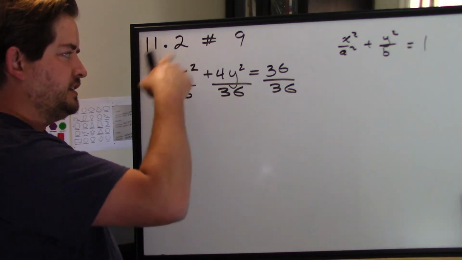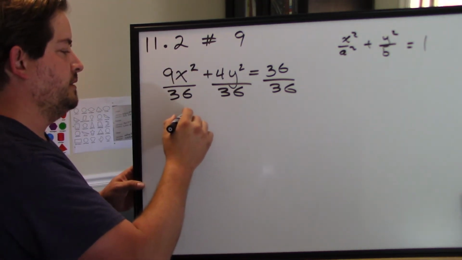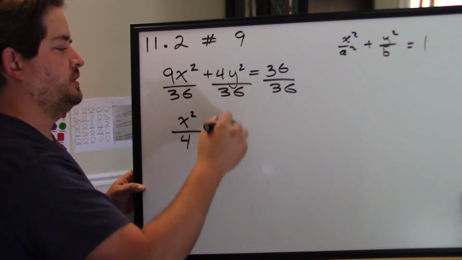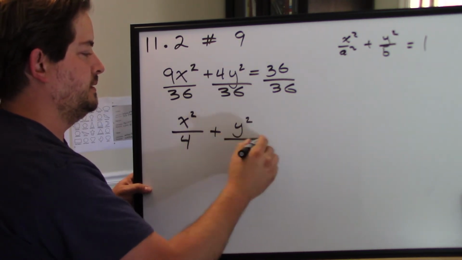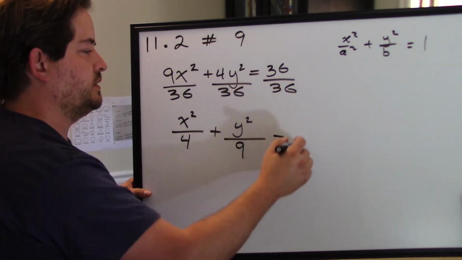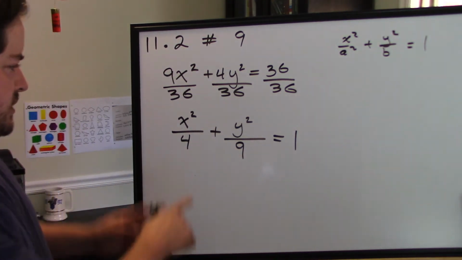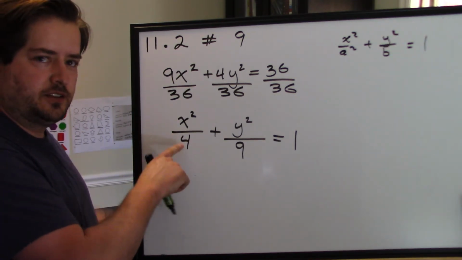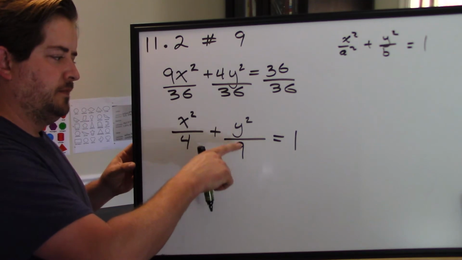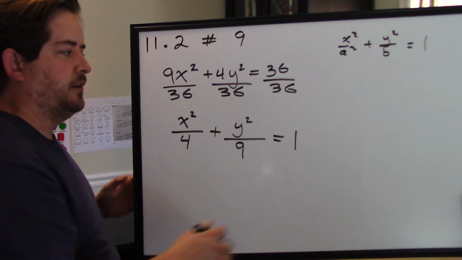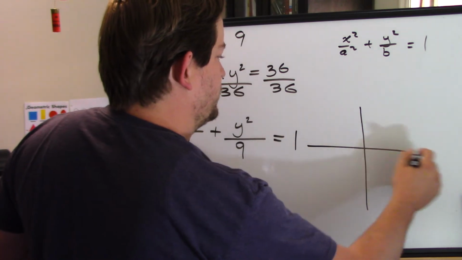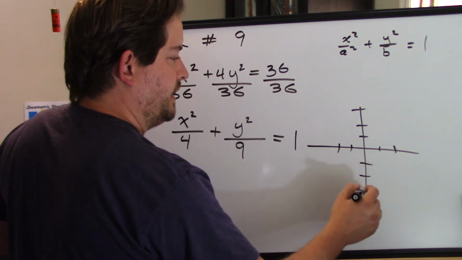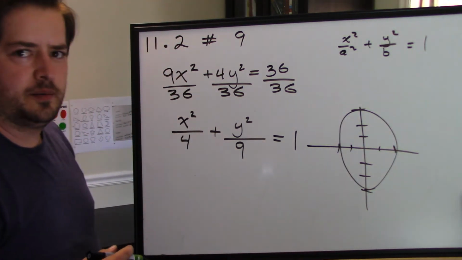9 divided by 36, you cancel out the 9s, you're left with a 4 in the denominator. The 4 and the 36, you cancel out the 4s, leaves you with a 9 in the denominator. And of course 36 divided by 36 is 1. This looks pretty close to the one that I just graphed. My minor vertices are going to go out 2 in each direction. My major vertices are going to go out 3 up and down. So if I wanted to graph this, I could do that real quick. 2 in the x, 3 in the y, and I have my goofy looking ellipse.